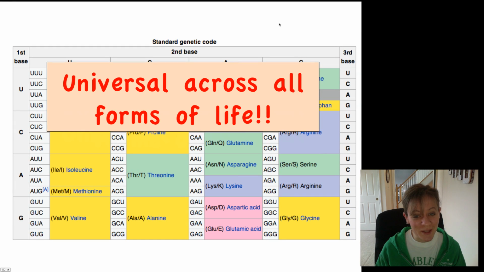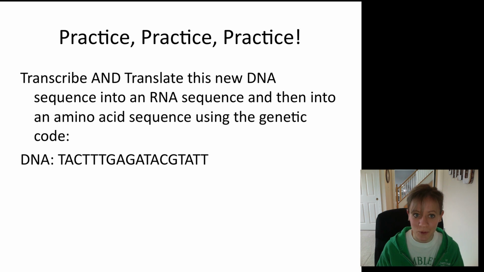Now the really cool thing about this genetic code is that it is universal across all life forms. So little tiny bacteria to humans to plants, all life forms use this same genetic code. AUG always codes for methionine. GCA always codes for alanine. The same codons and the same amino acids. I just think that is incredible.